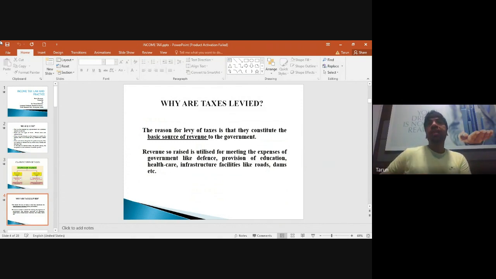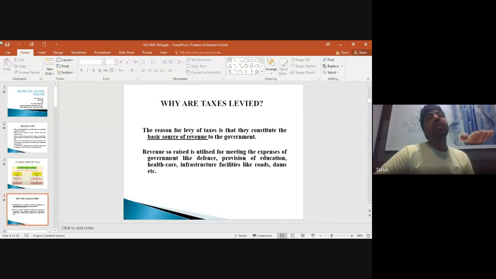So, of course, if you are paying the taxes to the government, for the government it is a source of income. It is a source of revenue that will be utilized for the public and for the welfare of the people. So that's the main reason the taxes are necessary to impose on the income of the individuals or on the companies, right?